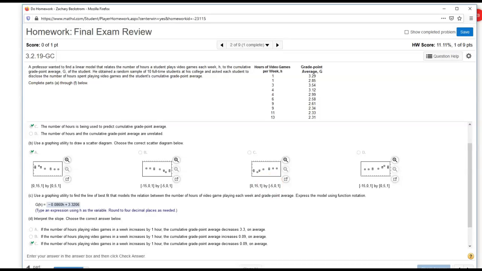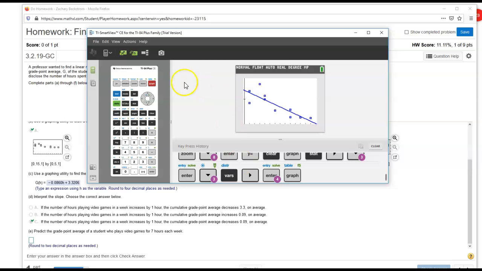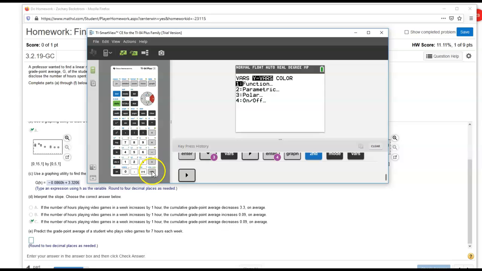And continue. The next thing says, predict the grade point average of a student who plays video games for 7 hours each week. So if we look over here, we don't really have a 7. Even if we did, we're trying to find the value that's along that line. So luckily, I've already saved that in my y1, so I can easily find this just by going to vars, y variables, y1. This says I'm going to pull up that y1 function that I already stored there previously, and I'm going to evaluate it at 7 hours.